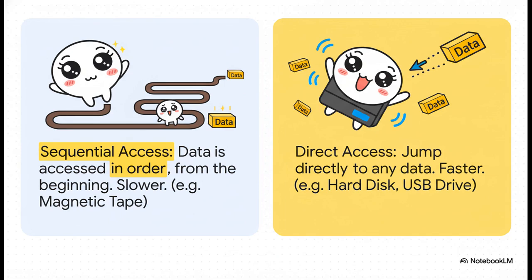Now, how does a computer actually find the data it needs? Well, there are two main ways. The old way is called sequential access. This is like an old-school cassette tape. If you want to hear the fifth song, you have to fast forward through the first four. It's slow. The modern way is direct access. This is like your hard drive or a USB stick. You can jump directly to any piece of data you want, instantly. Obviously, it's way, way faster.